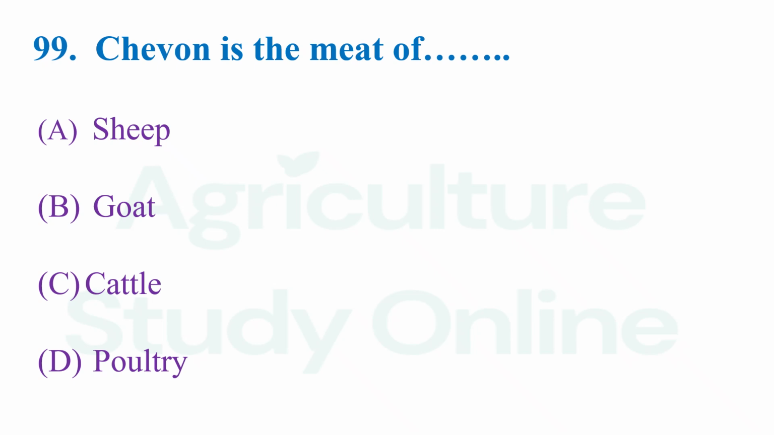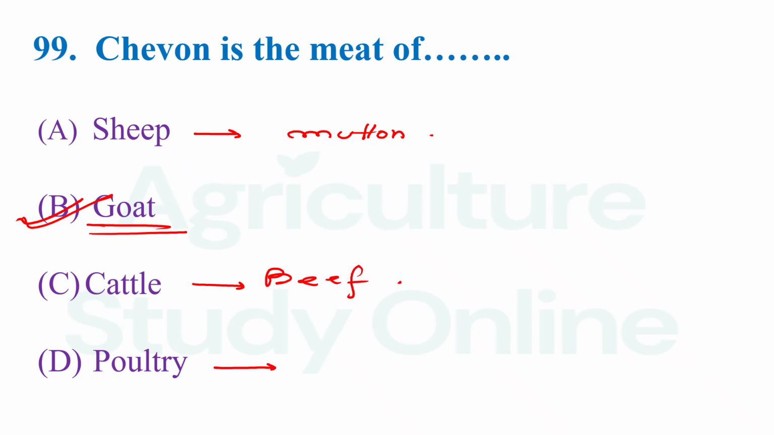Chevron is the meat of. So chevron refers specifically to the meat of goat. Mutton is for sheep, adult sheep. Cattle, so it's beef. Poultry, like chicken or turkeys. So over here, correct option is option number B, that is goat.